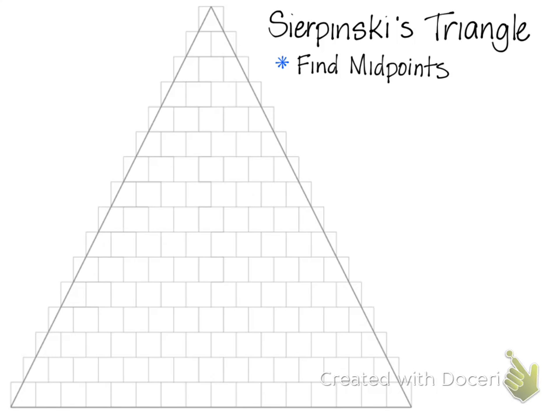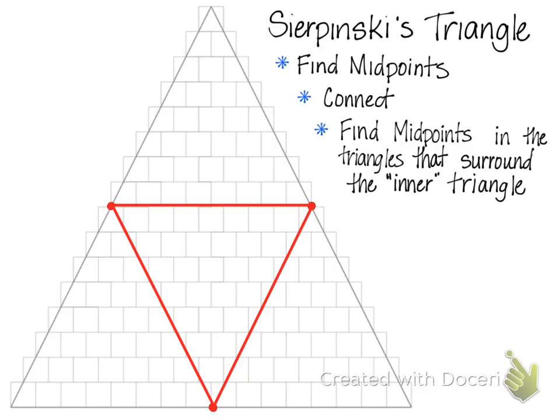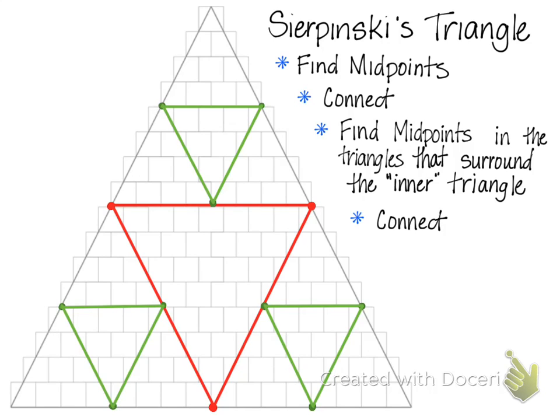To do a Sierpinski's triangle, there's this gray triangle, and I want you to find the midpoints of the three sides of the triangle. You can use the grid to count and find those midpoints. Then you're going to connect those midpoints. Now, there's two different triangle types here. There's the inner triangle, this red triangle, and then there's what I'm calling these outer triangles that are not the red triangles. You're going to find the midpoints of the triangles that surround the red triangle, and you find those midpoints and connect them.